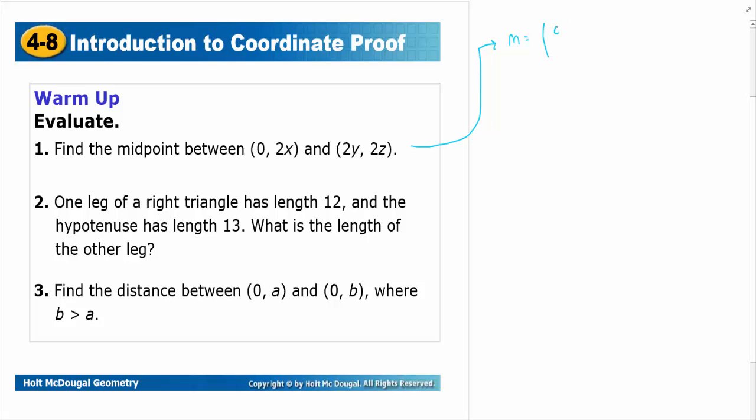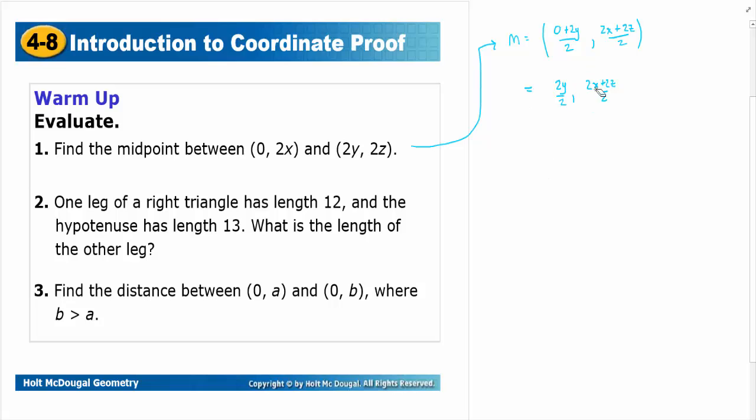I'm going to go 0 plus 2y over 2. That's the average of your x values. Now find the average of your y values. I'm going to go 2x plus 2z, so 2x plus 2z divided by 2. And we just need to simplify this. So this just becomes 2y over 2. And again here we still have 2x plus 2z over 2.